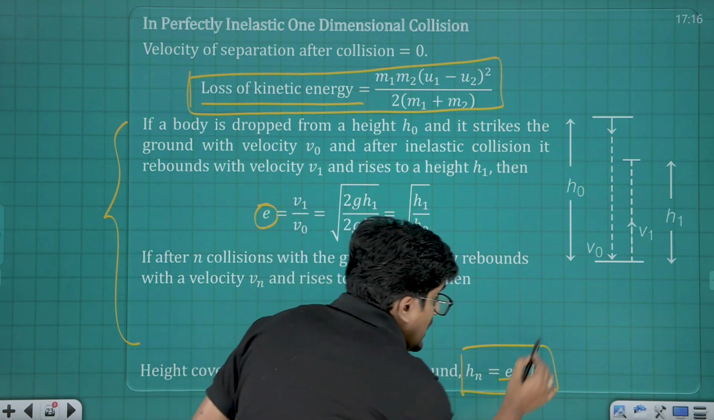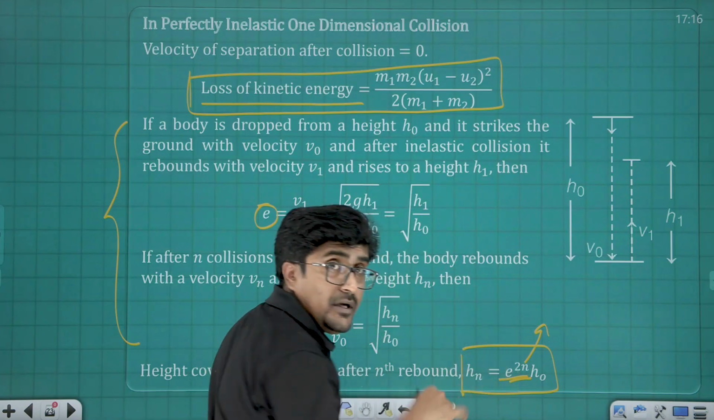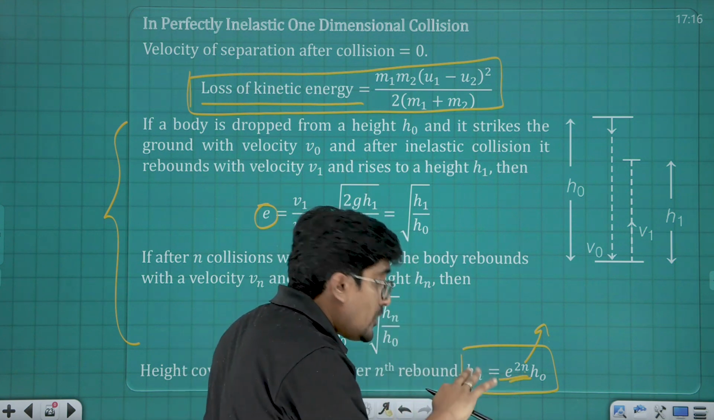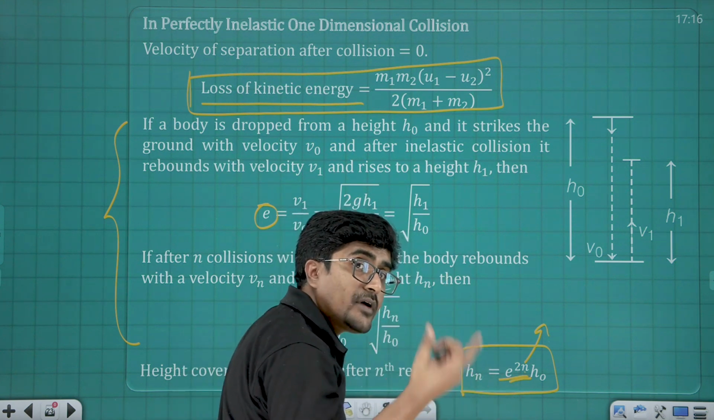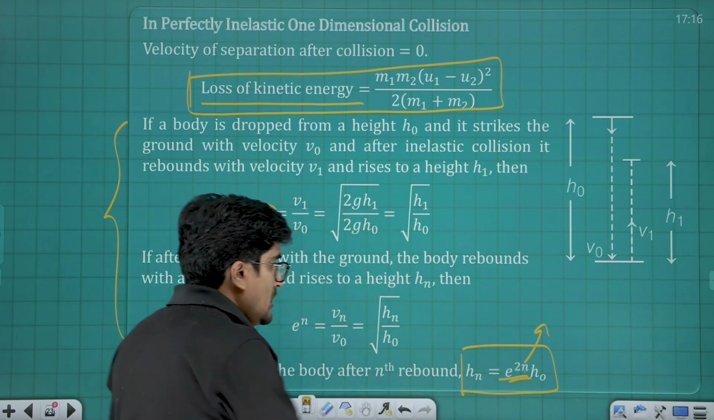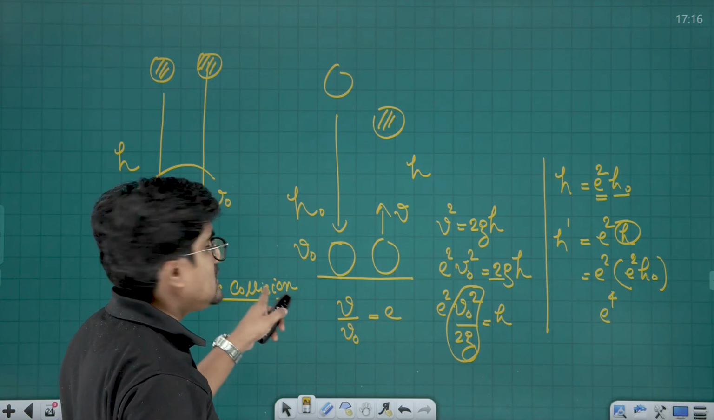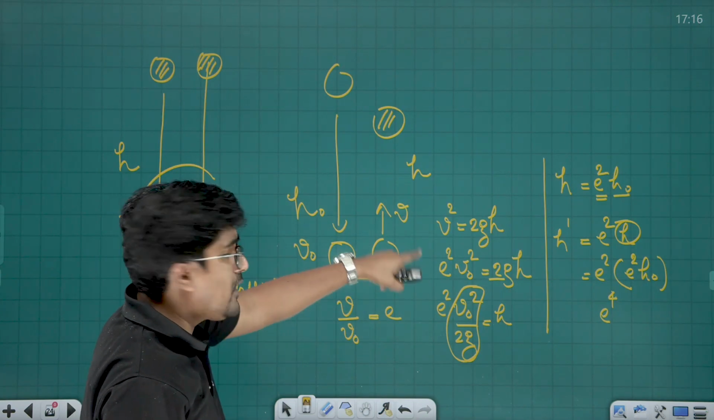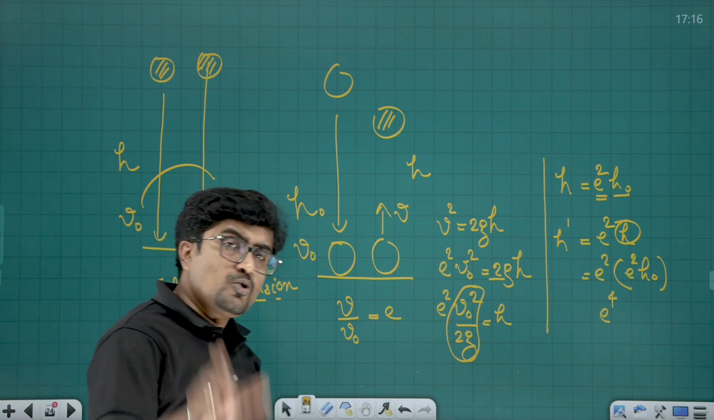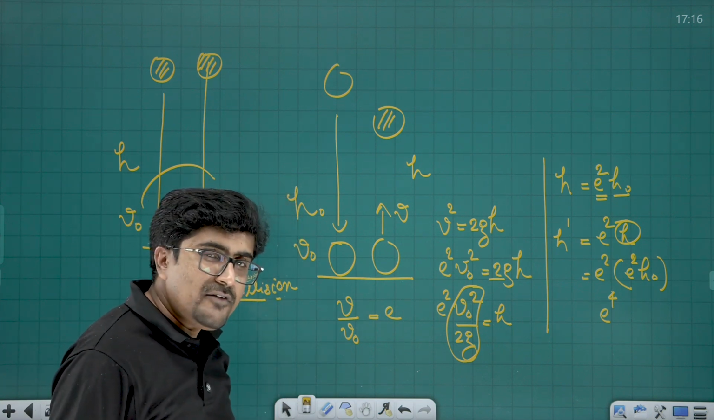Here it was 2, so n became 2. And if it is 3, n is going to be 3. And after the fourth collision, n is going to be 4. So after n collisions, this is the expression. I believe you got it. This particular part is very, very important. The basic thing that you must know is how the velocity is changing. From there, you can easily come to the conclusion regarding the height. I hope it was perfectly alright with you guys.